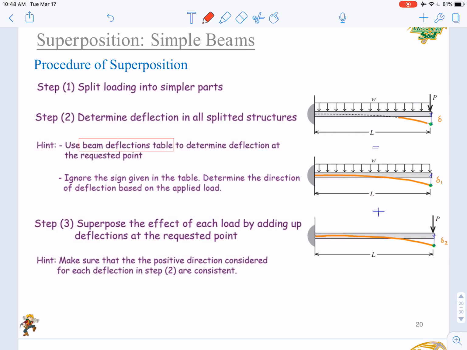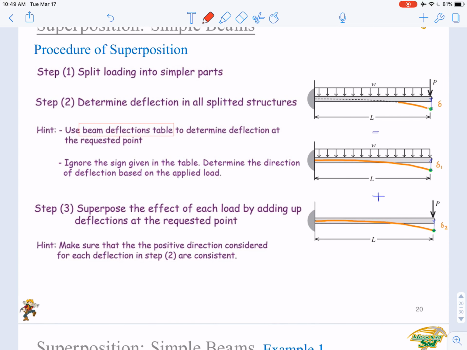The superposition method can be expressed in this way. It has 3 steps. In the first step, just split loading into simpler parts. For example, here we have a cantilever carrying 2 loads. One is distributed load W, and another is concentrated load P. So if you want to split it into simpler parts, it equals these 2 simple cases.